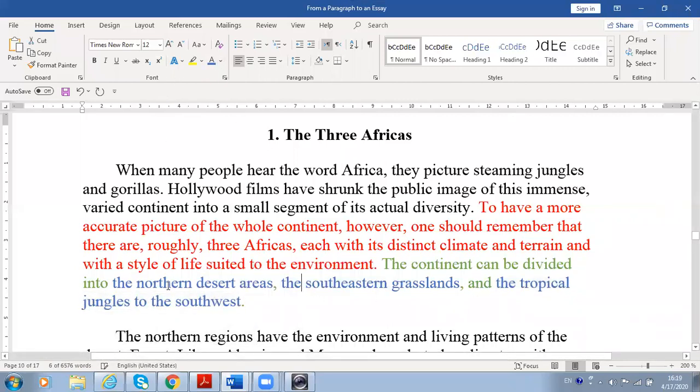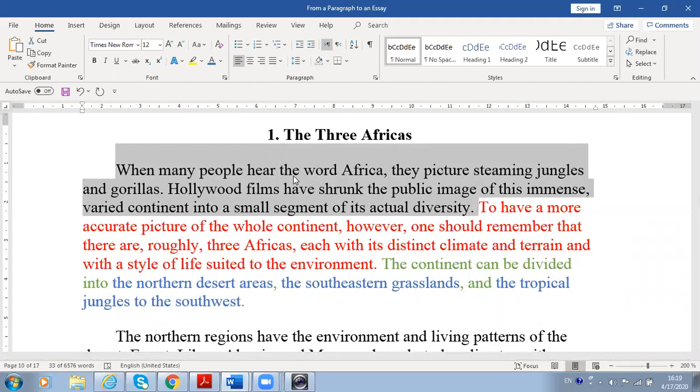So these are the 3 topics you can see: the northern desert areas, the southeastern grasslands, and the tropical jungles to the southwest. And all this part, the whole paragraph, is an introduction. This is your motivator. The first is the motivator: when many people hear the word Africa, they picture steaming jungles and gorillas. So when you think of Africa, usually you remember jungles and gorillas, maybe elephants, that kind of thing.